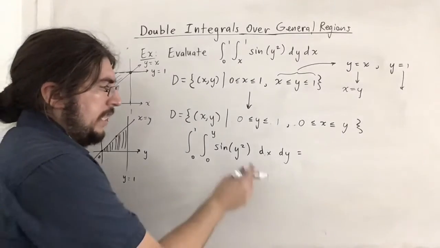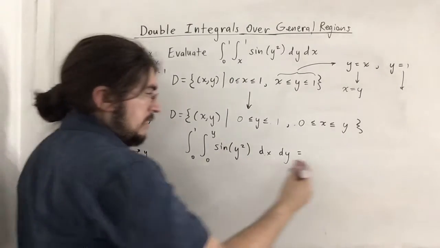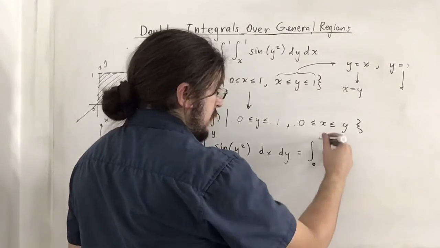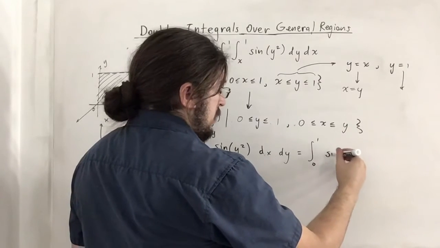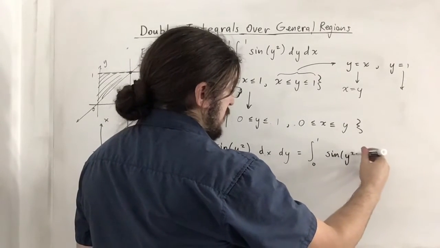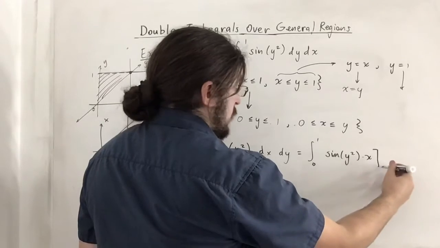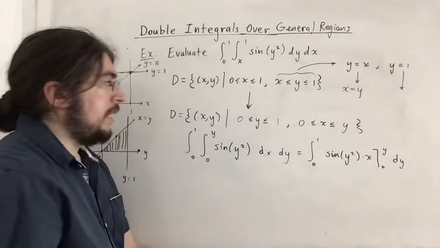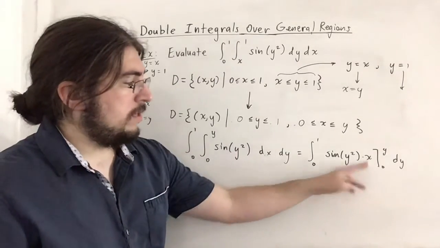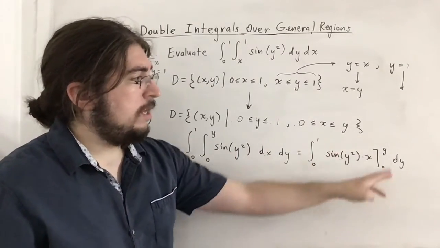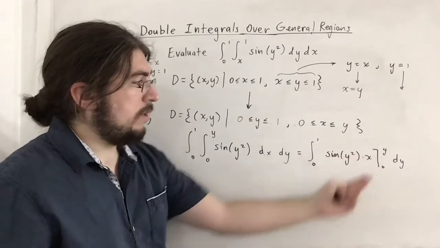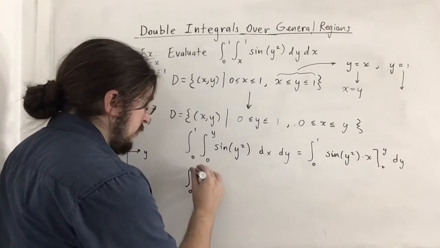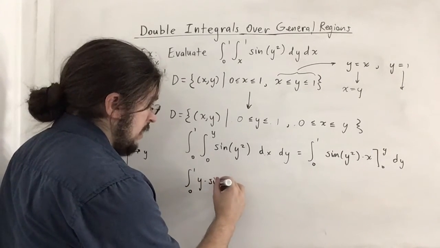I'm going to just say the antiderivative of a constant is itself times x. So it's going to be the integral from 0 to 1 of sine of y squared times x, evaluated between 0 and y, and then we have our dy. Now when you plug in x to be 0, this just becomes 0. When you plug in y, it's sine of y squared times y, which is the integral from 0 to 1 of y times sine of y squared.